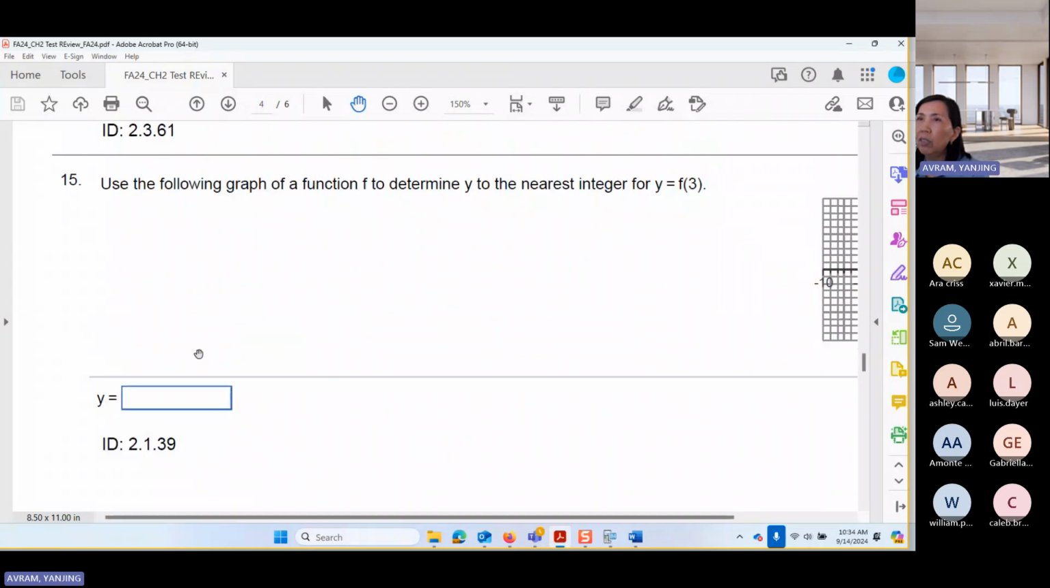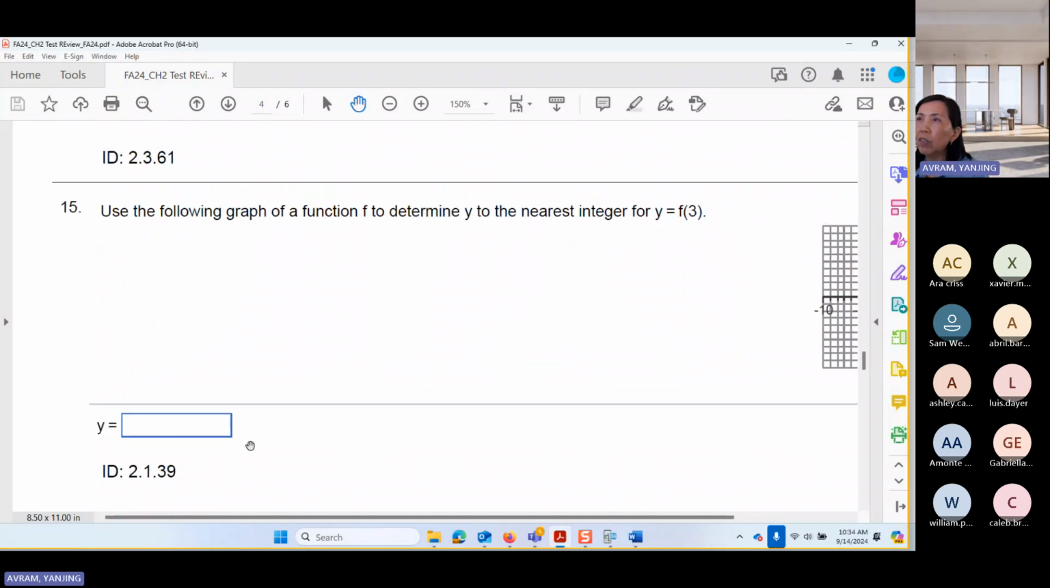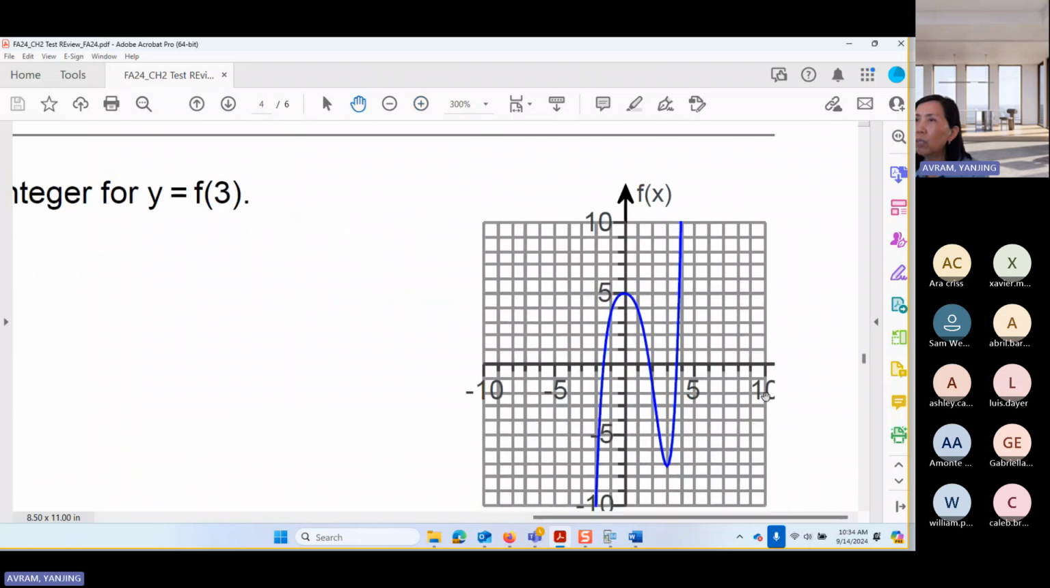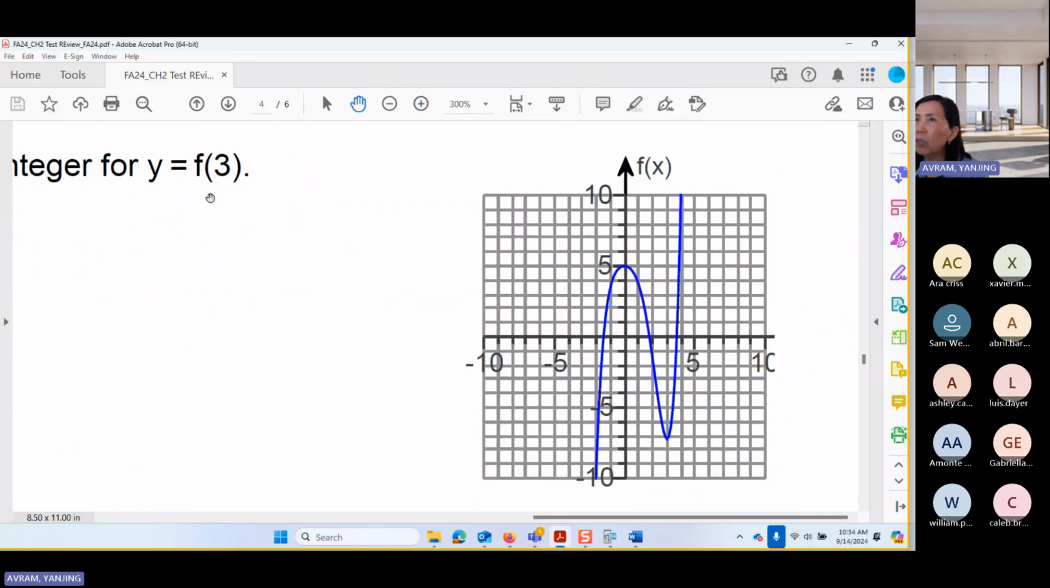Okay, number 15 here is the fourth section, so it should be the easiest one, right? Using the following graph function to determine the y to the nearest integer of f(3). So that means you want to do x equal to 3 and how much is y. So this is just reading the graph, okay? Reading the graph, only find x equal to 3, how much is y. So you can zoom in as much as possible, okay? So when x equal to 3, so that's 1, 2, 3 right here, right? So when x equal to 3, how much is the y?